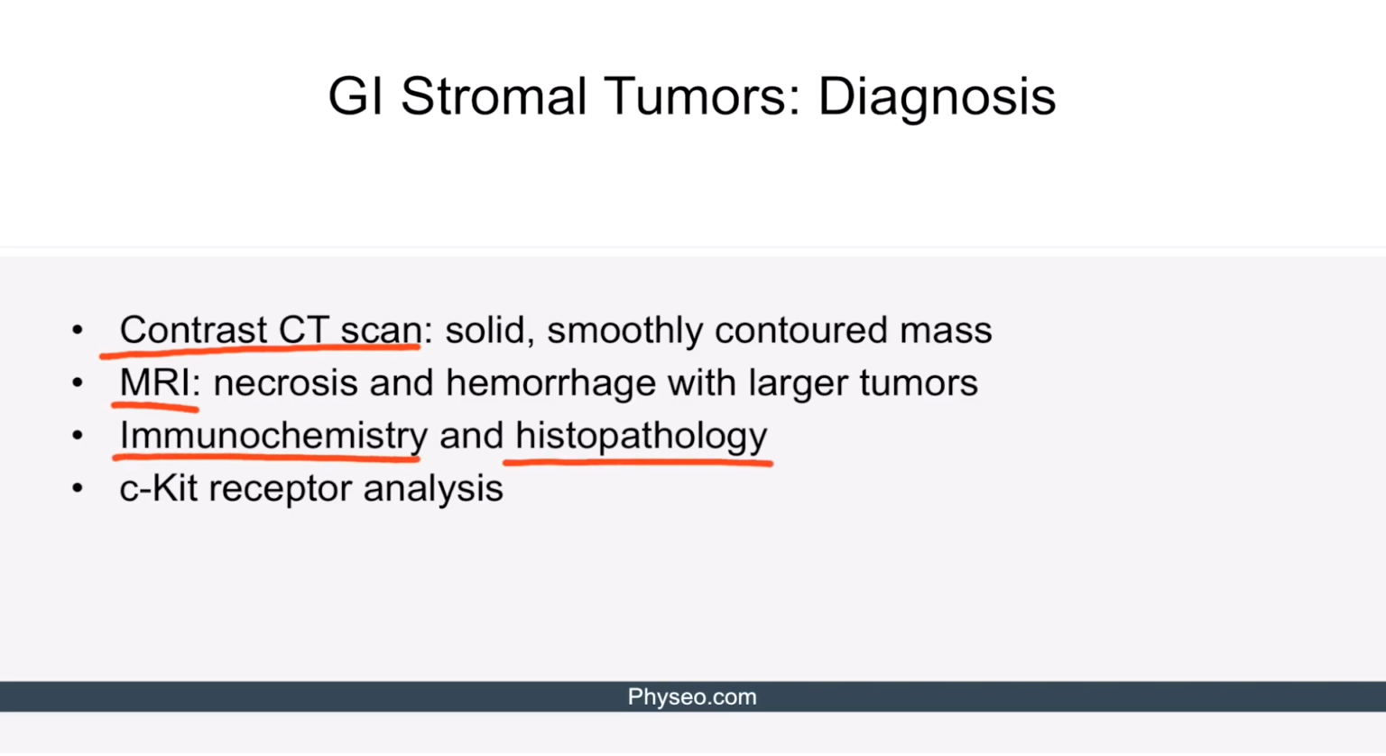Immunochemistry and histopathology are used to confirm the diagnosis. c-KIT receptor analysis can also be done when GIST is suspected. While there are many markers for this tumor, c-KIT is frequently asked on the board exams. A positive result will help properly manage the treatment for patients with this disease.